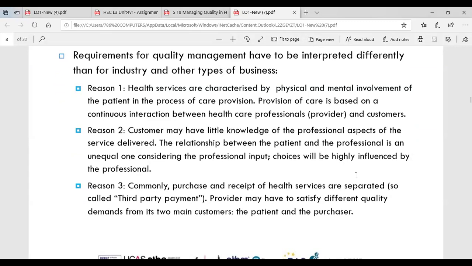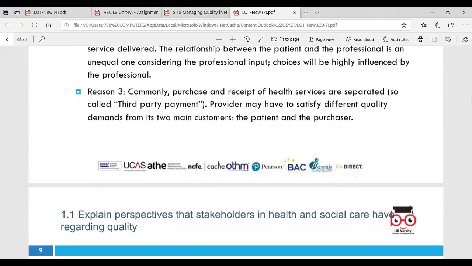So when you're receiving or purchasing health services, there are different criteria involved in them. The people who are purchasing healthcare services are different compared to those who are receiving them. So there's a third-party payment, as I said, and whoever is providing that healthcare has to be at that level of providing the best quality of care for that amount of service that is being purchased.